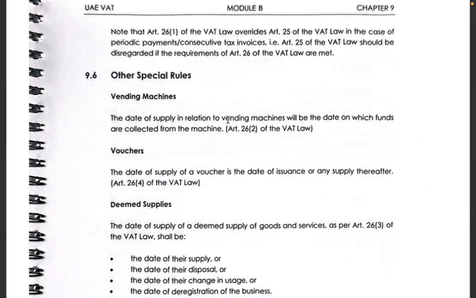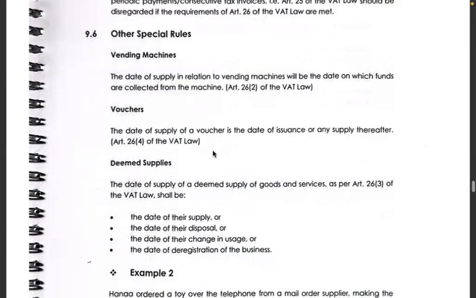The date of supply in relation to vending machines will be the date on which funds are collected from the machine. Okay, whenever. And the interesting point is they have not written when the funds will be collected. Whenever the funds are collected from the vending machine, that will be the date of supply.